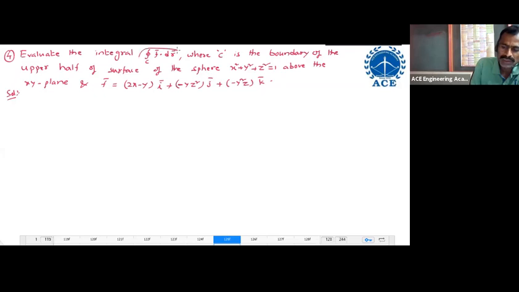So it is a line integral. We are asked to find the integral over C of f bar dot dr bar. From this we can set up a line integral, but in the same problem the surface is also given. So in this problem we have both line integral and surface. Whenever in a single problem we can find both surface and line, then this is a surface and line integral problem.